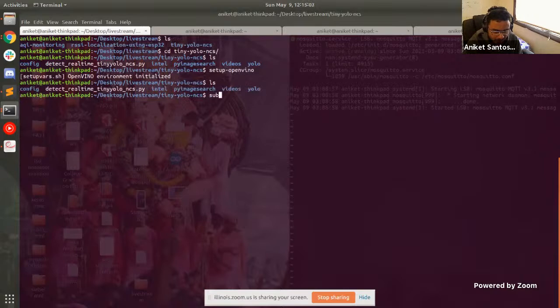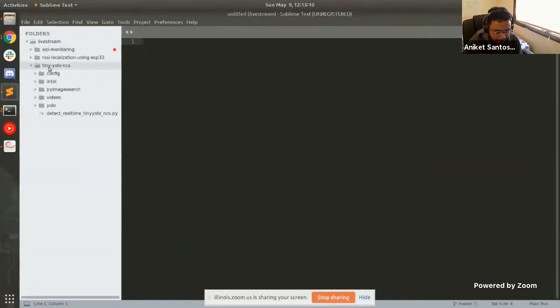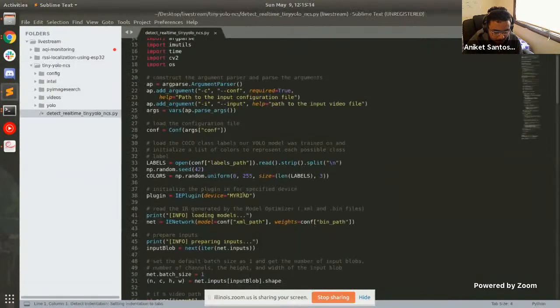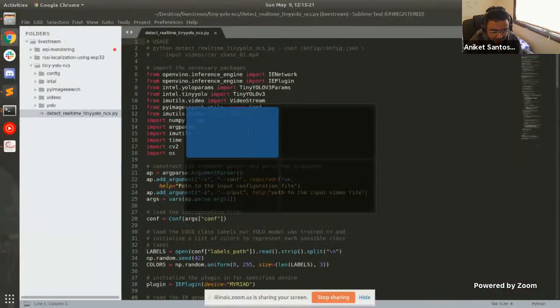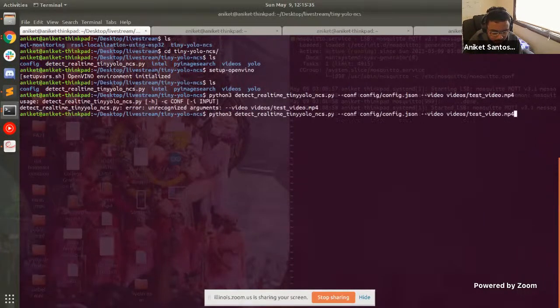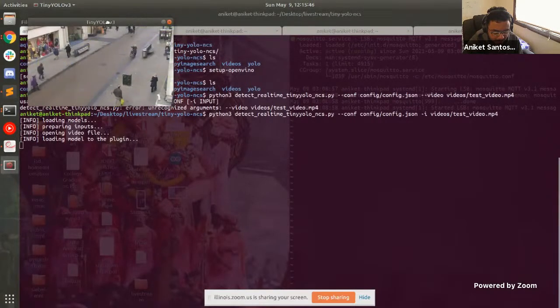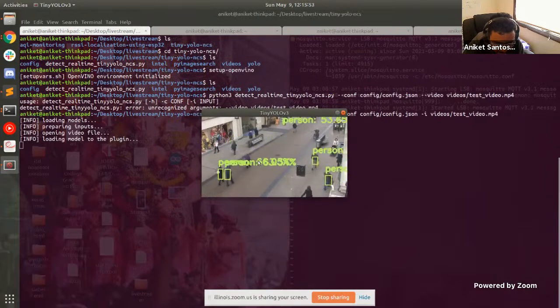And now if we take a look at the code itself, this is the main file. Let me just run the example first so that we can see something going on, and then we can talk about why this is happening. So let me load the config and let me load the video. I for input. So it has loaded the model. And as you can see in this tiny screen, the YOLO model is detecting a person.